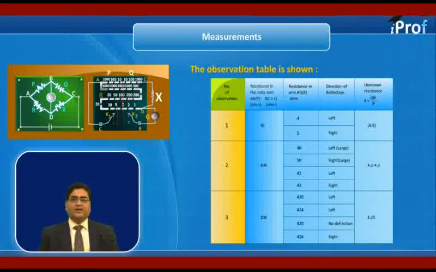Third observation, P equal to 100, Q equal to 10, R equal to 420, deflection is left. R equal to 424, deflection is left. R is 425, no deflection. And when R equal to 426, deflection is towards right. So X equal to 4.25.